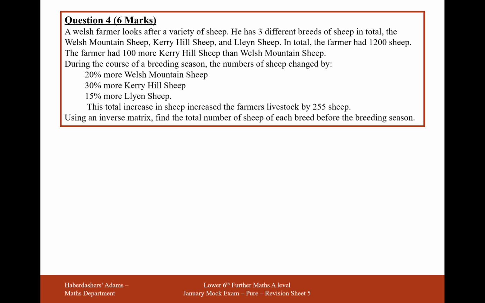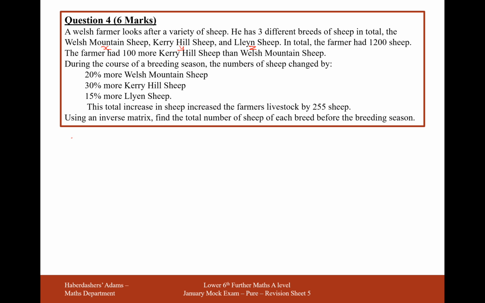So let's read through the question, and remember when we read through the question we've got to effectively, hopefully, form either 2 or 3 equations with either 2 or 3 variables. So a Welsh farmer looks after a variety of sheep. He has 3 different breeds of sheep in total, so I'm thinking 3 variables, an X, Y and a Z. So we'll say the Welsh Mountain sheep are X, the Kerry Hill sheep is Y, and the Lleyn sheep are Z. In total the farmer had 1,200 sheep.